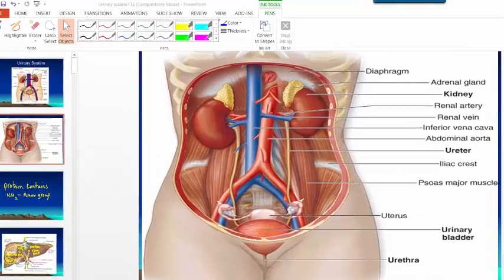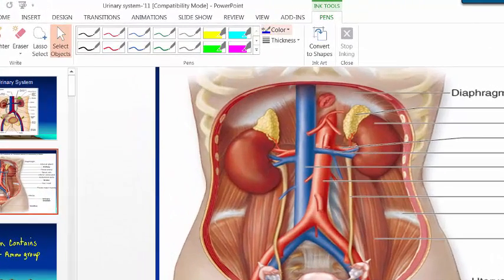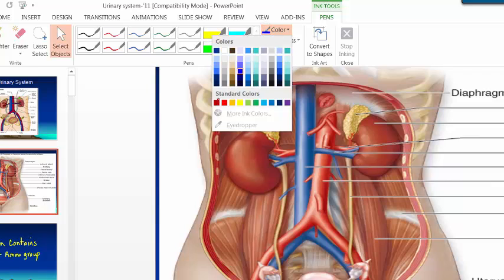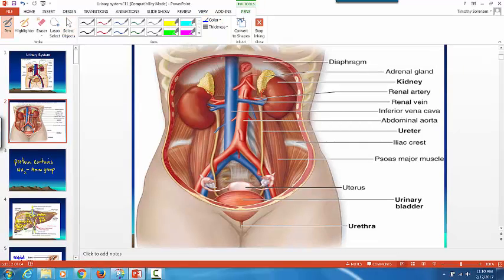Okay, guys. Today I'm going to give you an overview of the kidneys, and I'm going to explain to you the functions of the kidney, and then we'll go over some pathology. First of all, this is the basic structure of the urinary system. You have two kidneys.